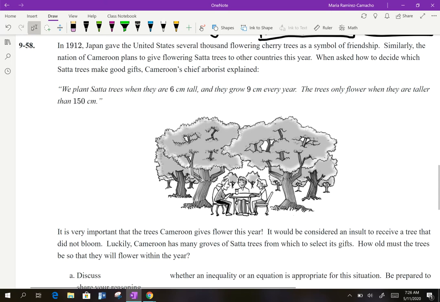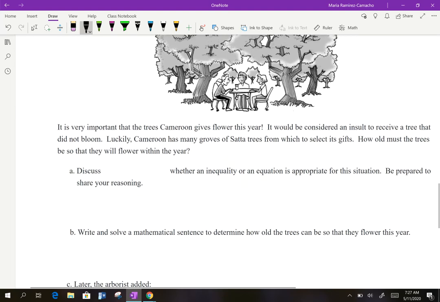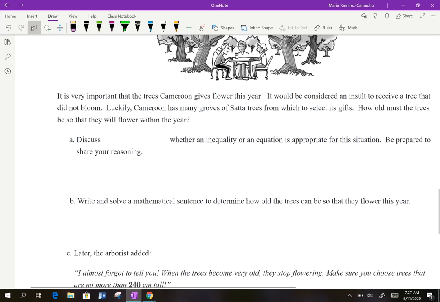which sata trees make good gifts, Cameroon's chief arborist explained, "We plant sata trees when they are 6 centimeters tall, and they grow 9 centimeters every year. The trees only flower when they are taller than 150 centimeters. It is very important that the trees Cameroon gives flower this year. It would be considered an insult to receive a tree that did not bloom. Luckily, Cameroon has many groves of sata trees from which to select its gifts.